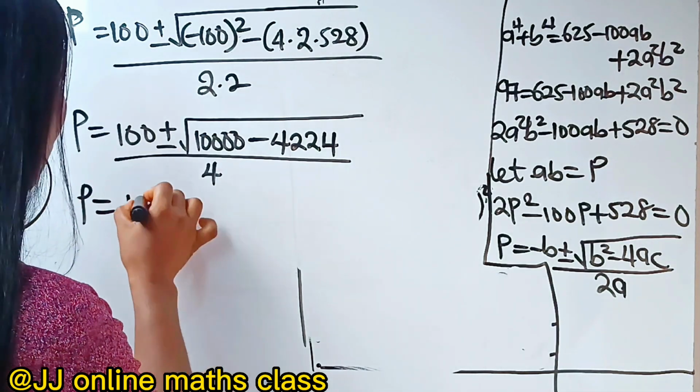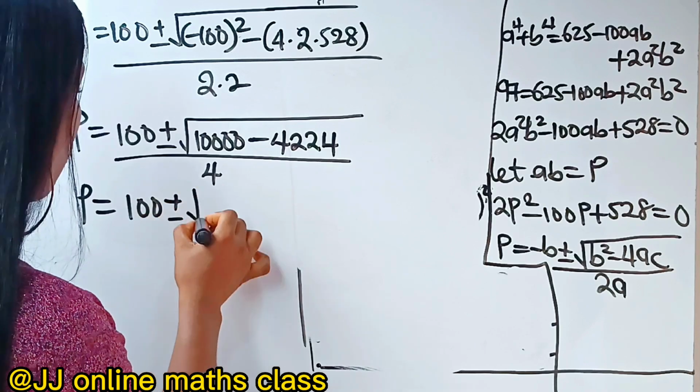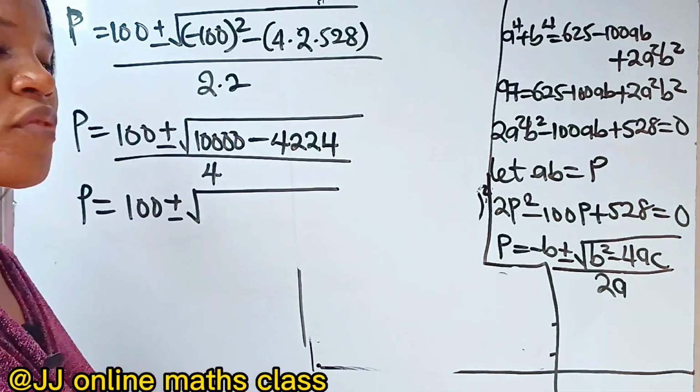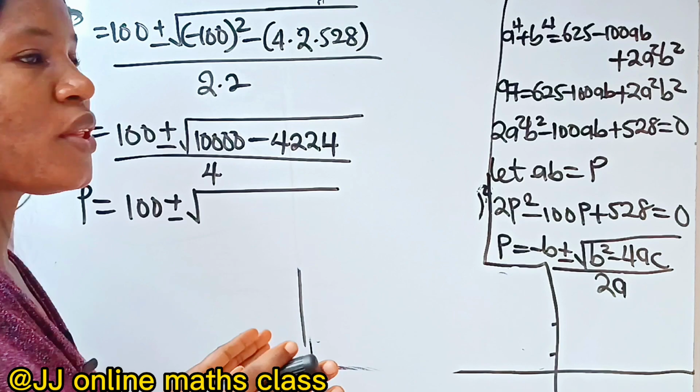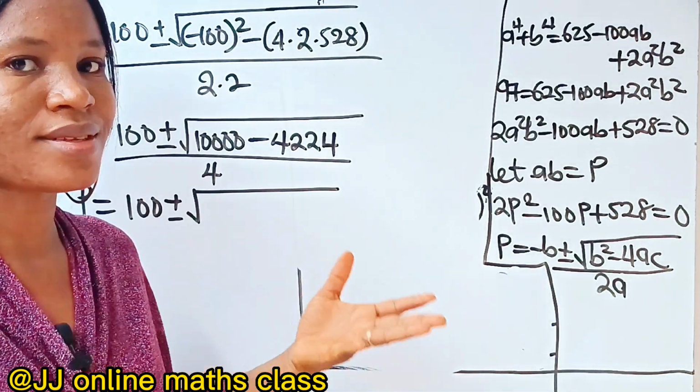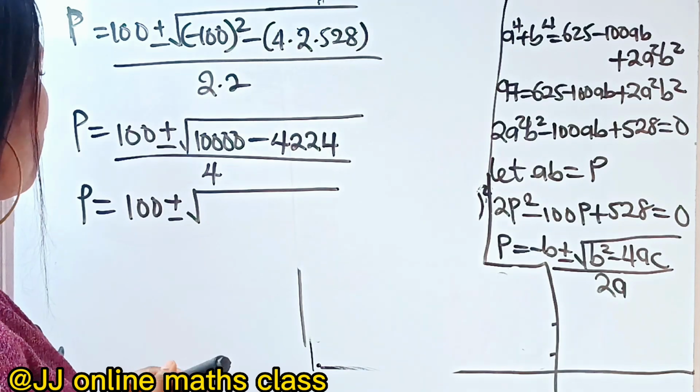Our P is equal to 100 plus or minus square root of, remember that we are not looking for P. I kept saying that so that you will not think the solution is close, so we are not looking for P.